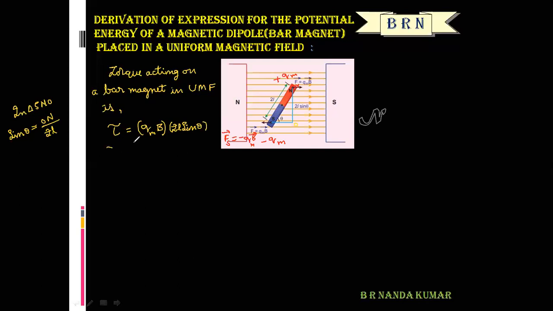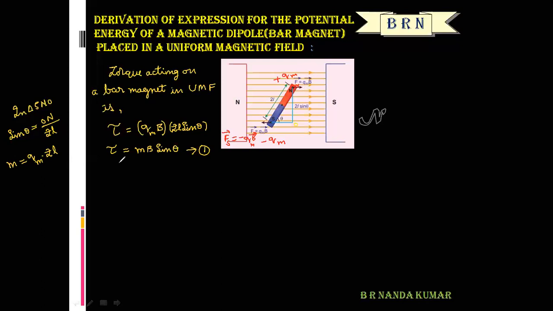So tau is equal to Qm into 2l. What is that? That is the magnetic dipole moment. Magnetic dipole moment is the product of pole strength and the magnetic length. So tau is equal to mB sine theta. Call this equation number 1.